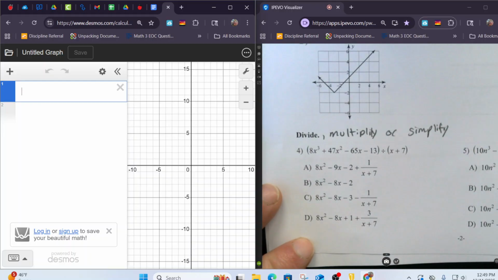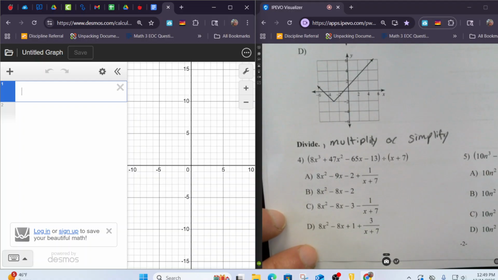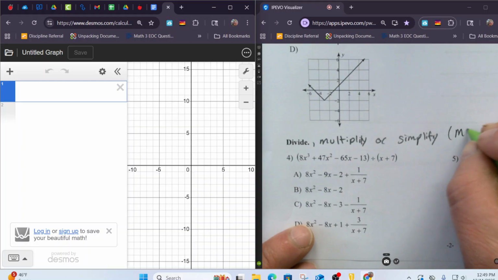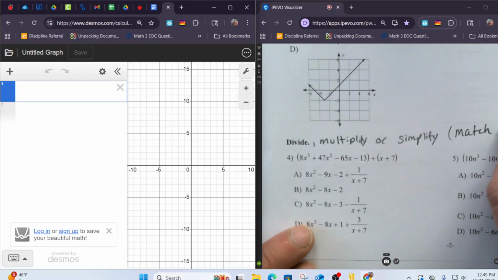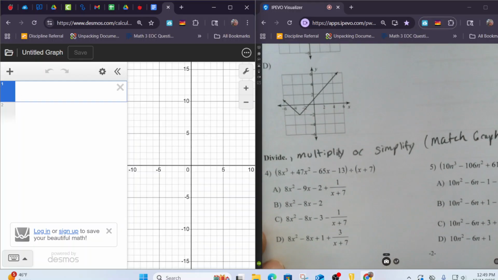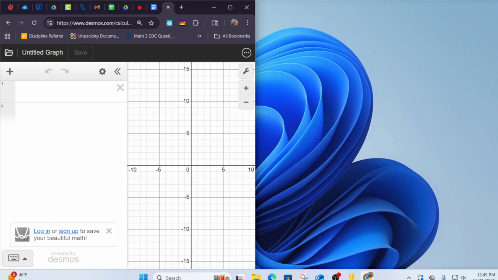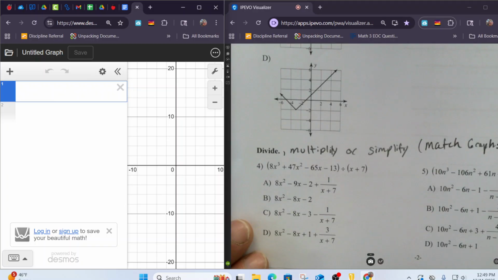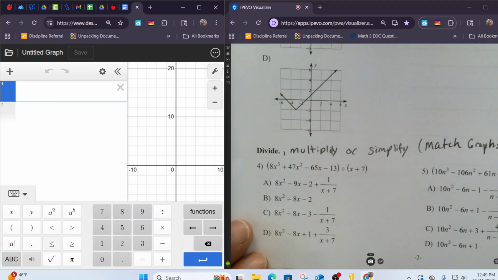If you're dividing, multiplying, or simplifying these polynomials, the Desmos way is the match of graphs. The hardest part about this is taking the time to type the answers in. The correct answer will have the exact same graph as the original, okay?